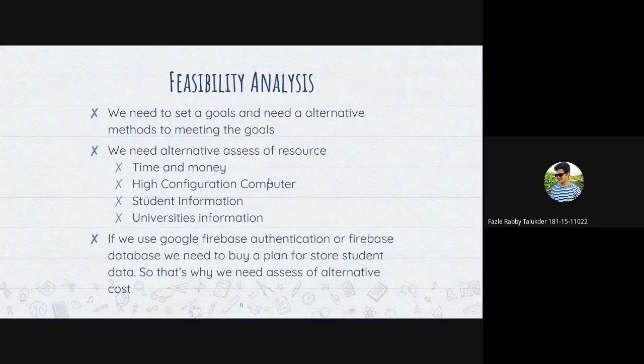Thank you, Pranto. And now I am discussing feasibility analysis. My name is Rabbi, ID 18115111022. Feasibility analysis. First of all, we need to set a goal and need an alternative method for meeting the goals. We need alternative access to resources like time, money, high configuration computer, student information, universities information. If we use Google Firebase authentication or Firebase database, we need to buy a plan to store student data. So we need access to alternative costs.